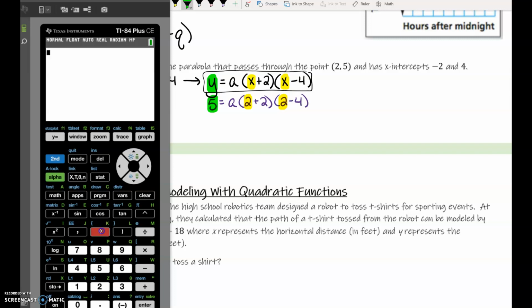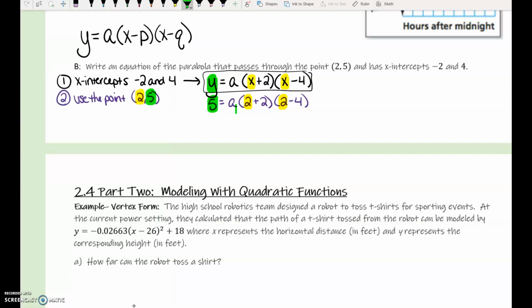What I like to do is grab my calculator and just type everything that comes after the a in there. So parentheses, 2 plus 2, close my parentheses, parentheses, 2 minus 4, close my parentheses. As long as I'm sure that I'm not suffering from fat finger syndrome and punching it in incorrectly, you can just use your calculator. So this stuff all ends up being -8. Now, if you want to do that step by step, that's totally fine. But this stuff right here ends up being -8.